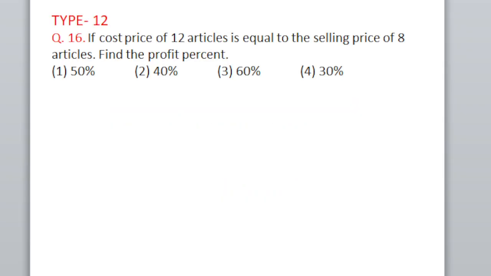Type 12, question number 16. If cost price of 12 articles is equal to the selling price of 8 articles, find profit percent. Now students, I will solve this question using two different methods. First is the general method. Next, one formula is there, I will tell that.